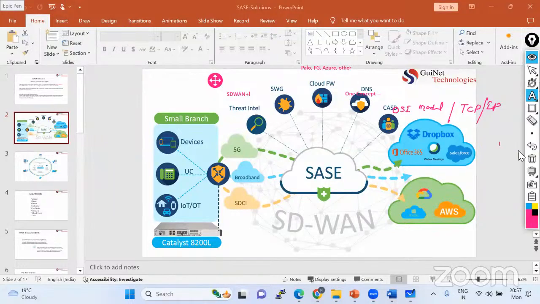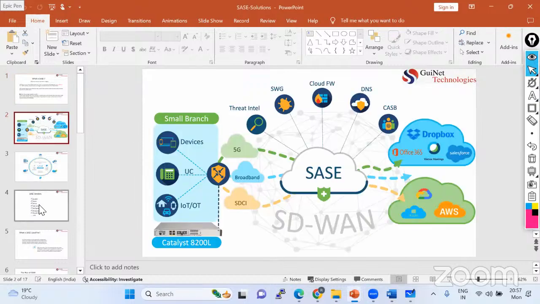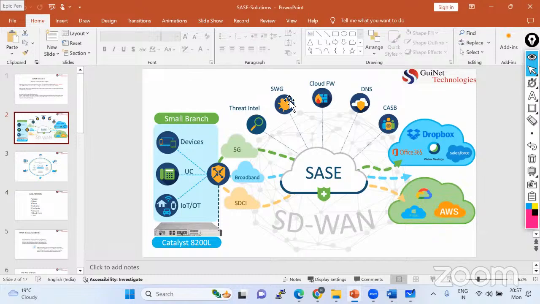So SASE is the concept. Based on this concept, Gartner, you know, they developed one of the product, not a product, that is a concept. Based on that concept, different vendors are available in the market. There's Zscaler, Cisco, Versa, Palo Alto, Netskope, VMware, and many more. They all are developing their solutions. And what components are they going to use? All these components along with the SD-WAN. And then they are going to create a secure environment where you can just protect your network.